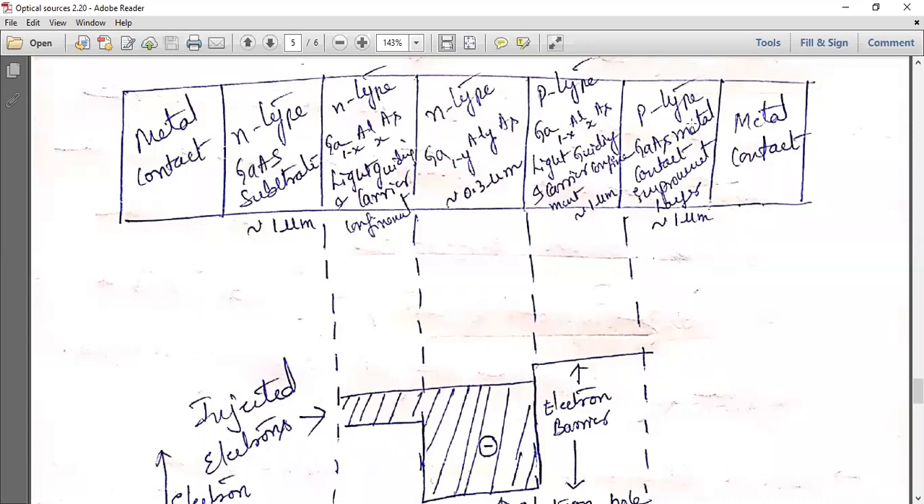Here also there are holes, which, when connected to the positive terminal, will be pushed to this layer and then to the center layer. So the electrons from this side will be confined to the center area, and the holes as well. This area is called the active region. This is where your light is generated. These are carrier confinement layers.